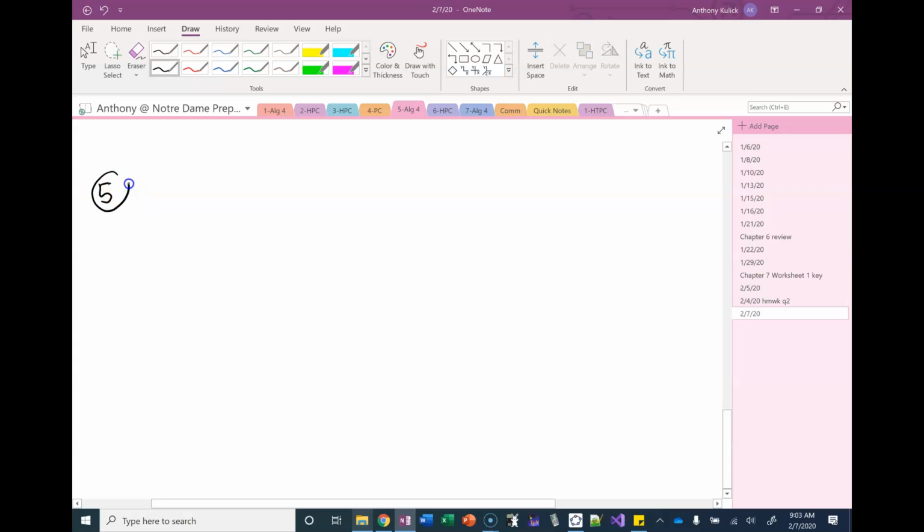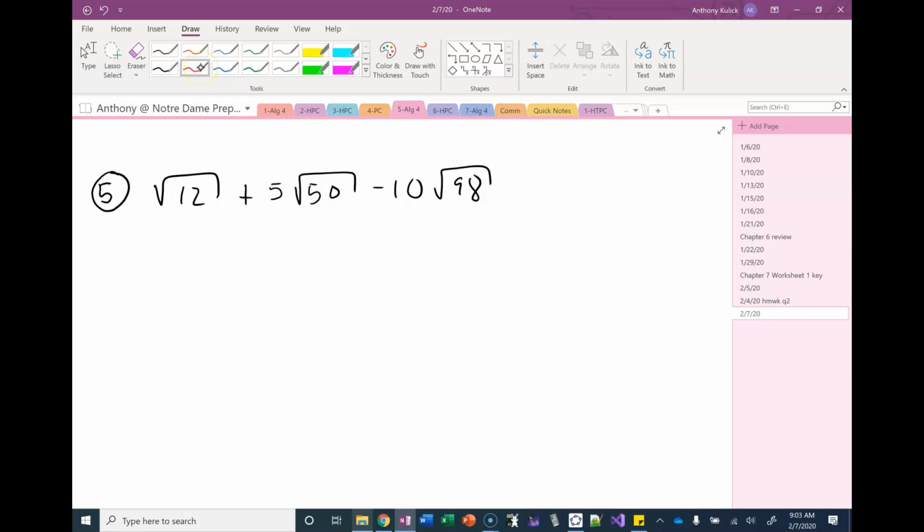So number 5 says 12 plus 5 square root 50 minus 10 square root 98. So let's start with a prime factorization for each of these.